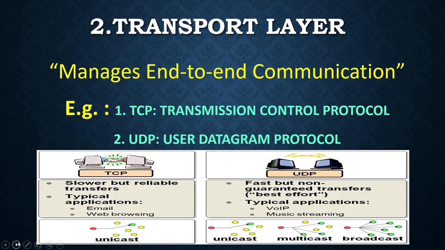Next topic is transport layer. In this TCP/IP four-layer model, the second one is the transport layer. The transport layer manages end-to-end communication. An example of this transport layer is TCP. We already know TCP, transmission control protocol, which works under internet protocol, IP. Okay. Next, UDP. UDP means user datagram protocol.